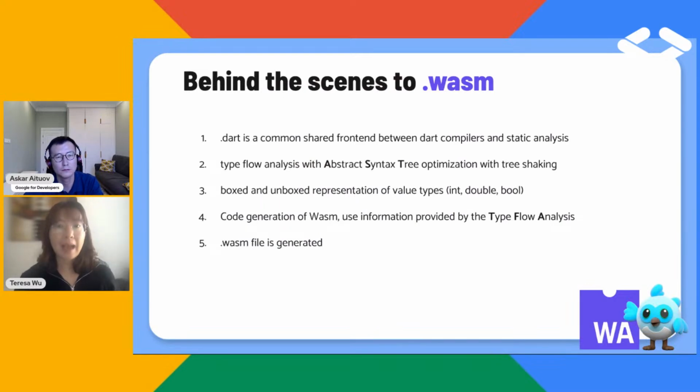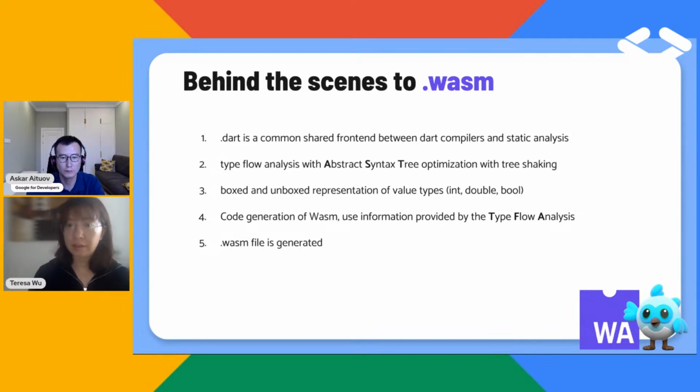So what happens behind the scenes? Dart has a common shared front end between the Dart compilers and the static analyzer. Then the type flow analysis with abstract syntax tree optimization and tree shaking. Then a box and unbox representation of value types like int, double, and boolean. And with code gen of WASM, you use information provided by the previous step from the type flow analysis. And in the end, a WASM file is generated.